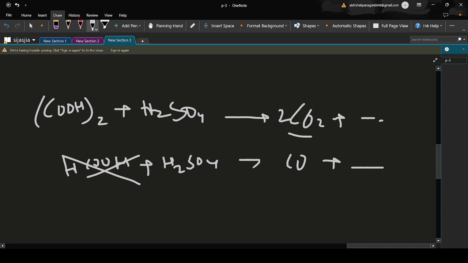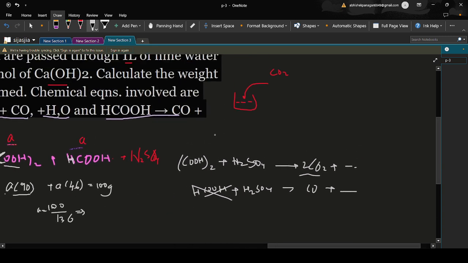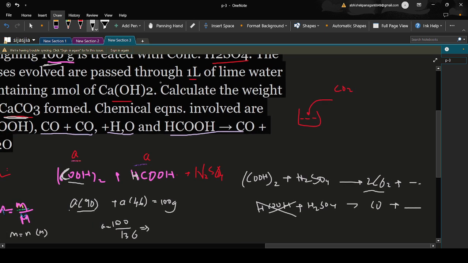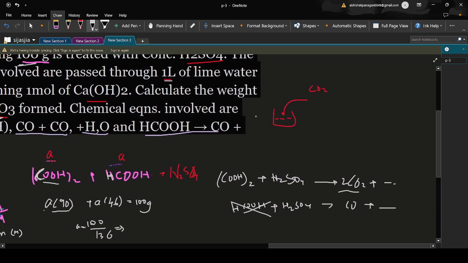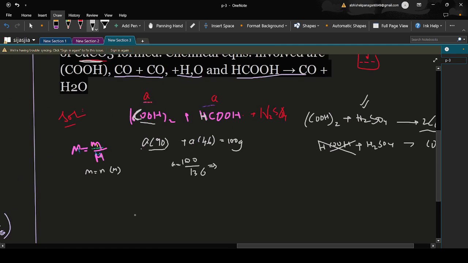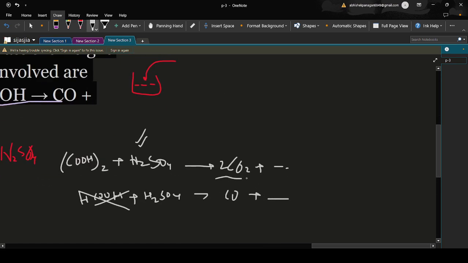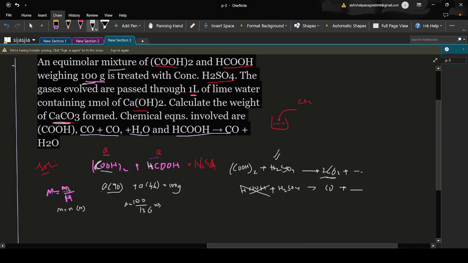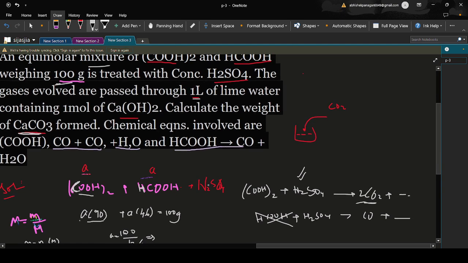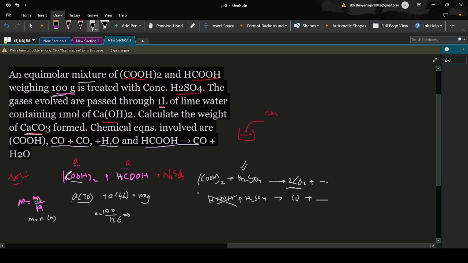The complete precipitate formed in the final reaction of passing the gas through 1 liter of lime water is all due to the oxalic acid reaction, because it's the only thing which can produce carbon dioxide. Got it, guys? So now the gases evolved are passed through 1 liter of lime water containing 1 mole. Calculate the weight of CaCO3.